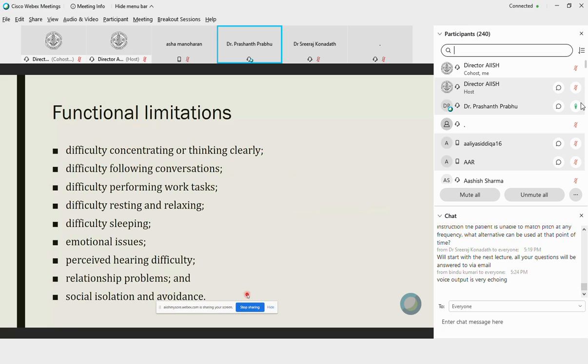So taking a detailed case history would be the first step in assessment of hyperacusis. And most of them will have all these functional limitations. They'll have sleeping issues, emotional issues, they'll have difficulty performing work tasks, social isolation and all this. So all these have to be asked, and we have to make a list of activities which are getting affected because of hyperacusis, because that would be our baseline for appropriate management, so that all these functional limitations should be overcome with the management option. So a detailed case history on all these lines would help us to plan our management better.